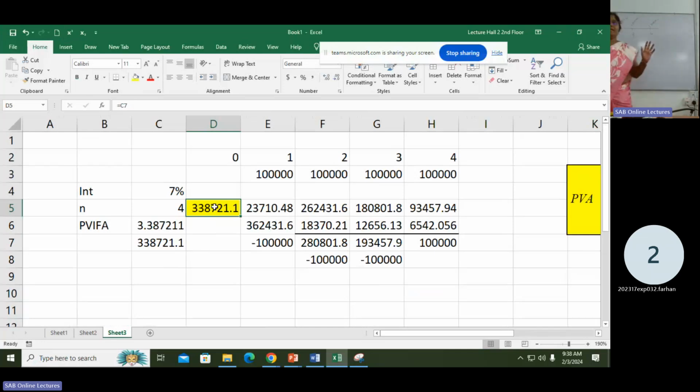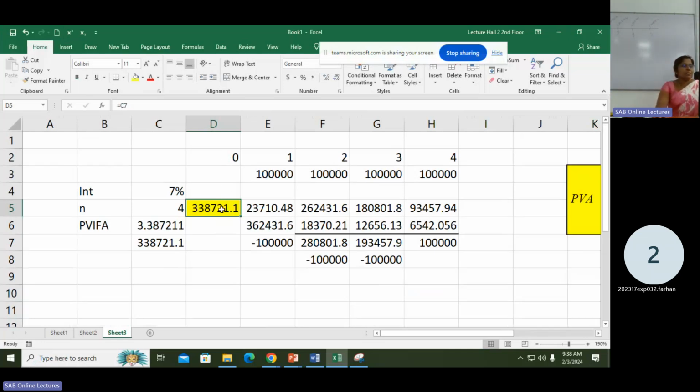So after that there is no deposit. Only withdrawing from the account. You are withdrawing 100,000 at the end of each year. So after the first withdrawal, what is the account balance?